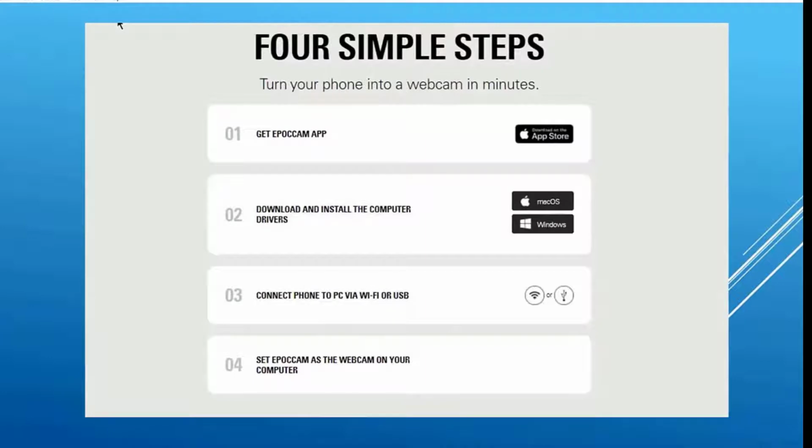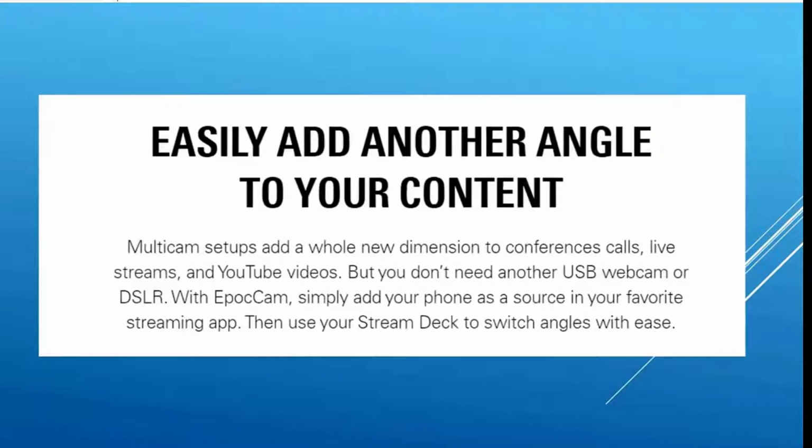There are 4 simple steps. Turn your phone into a webcam in minutes. Step 1, get the EpoCam app from the App Store. Step 2, download and install the computer drivers on your PC or on your Mac. Step 3, connect the phone to a PC via either Wi-Fi or USB. And step 4, set EpoCam as the webcam on your computer. And that's it.